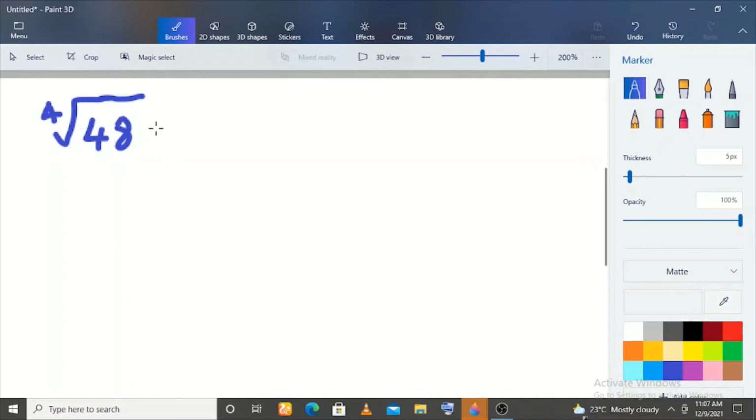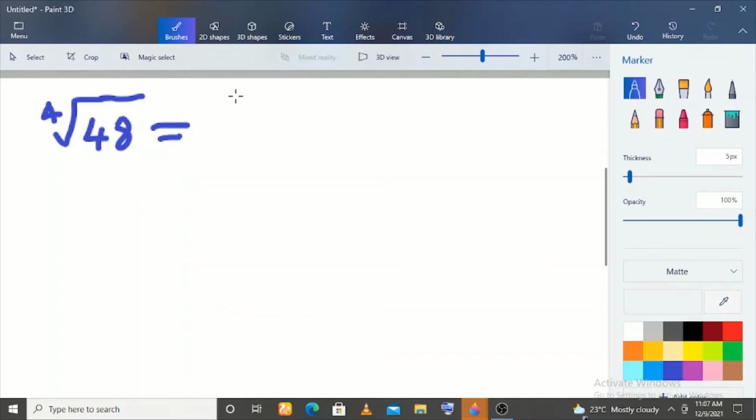Now such questions in radicals, they'll just ask you to simplify, because it is actually hard for you. You will not find a perfect number that you can multiply 4 times to give you 48. So usually they will just ask you to simplify. So let us simplify this one.